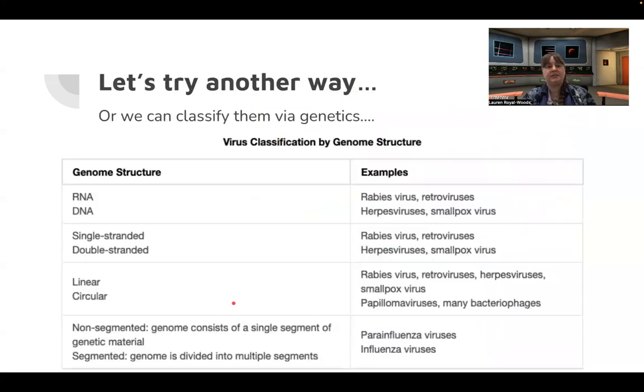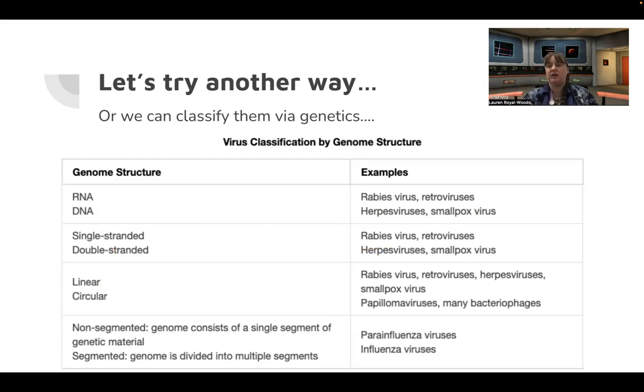Anyway, another way we can classify viruses is by genome structure. In other words, whether it's got RNA or DNA. This gives us rabies, retroviruses, herpesviruses, smallpox virus. Now, the RNA or the DNA can be single-stranded. Usually it's RNA that is single-stranded, so that's rabies, retroviruses. Retroviruses are always RNA. That's what we mean by retrovirus.